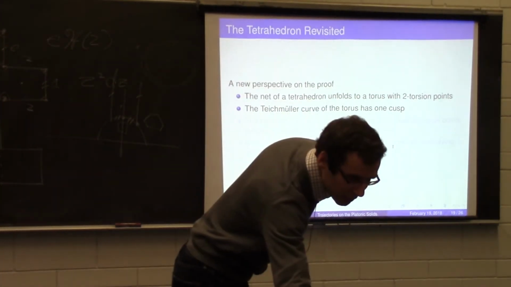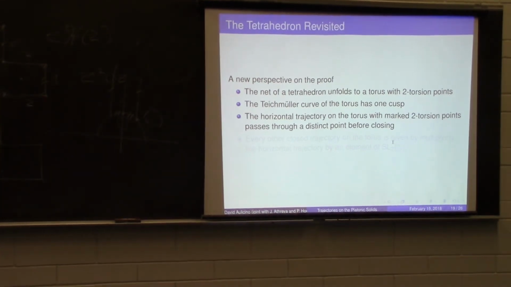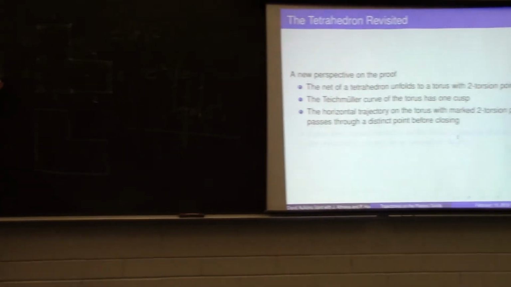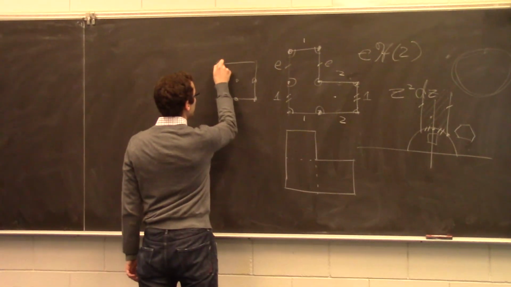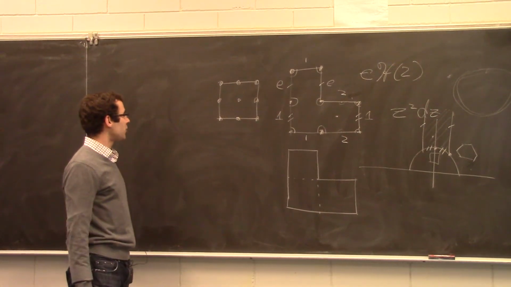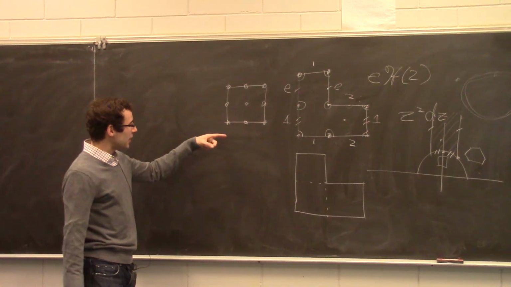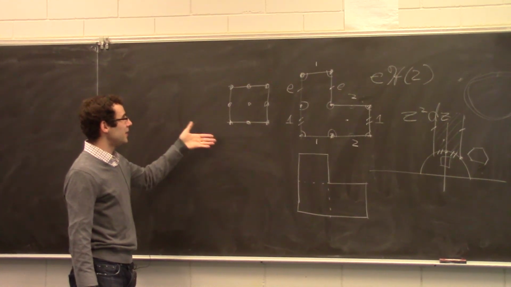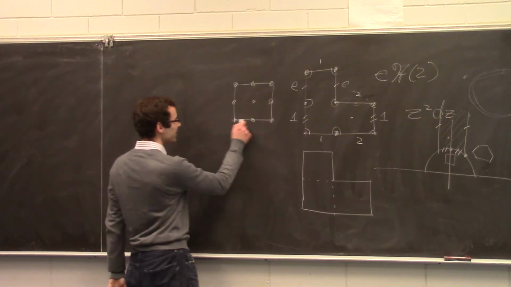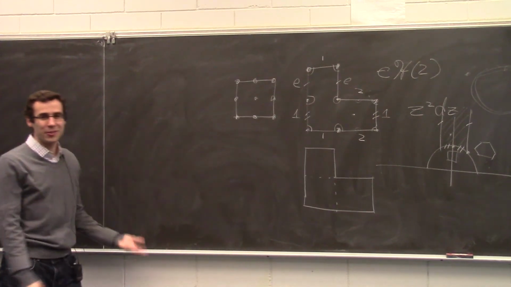Right, so the Teichmüller curve has one cusp. So if I'm going to choose a periodic trajectory, choose the horizontal. And so here's my torus. I'm going to draw in the two torsion points. And now I need to check that if I start at any vertex and I go horizontally, I have to hit another vertex. Well, of course. Just look at it. Here I have to go through that one, here I have to go through that one, here I have to go through that one. There's just no way to go horizontally without hitting one.